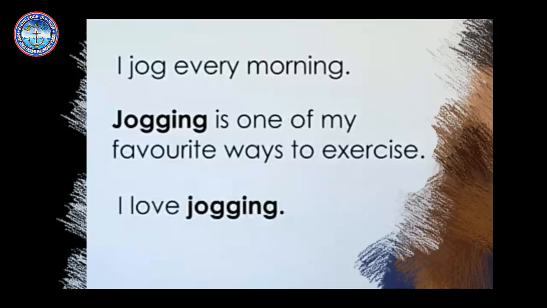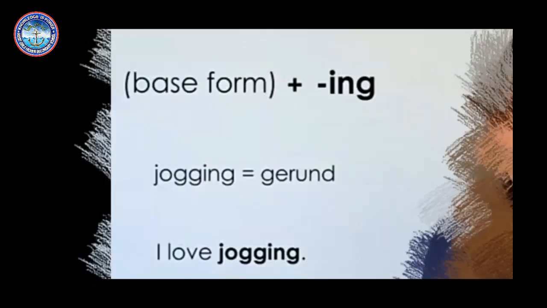So I have just used the gerund. I use a word that looks like a verb as a noun. So that's not too difficult. So how can we recognize the gerund? Gerunds are formed by adding -ing to the base form of the verb, or the infinitive. So the base form is jog, and adding -ing gives jogging. I love jogging. Jog is the base form, jogging is the gerund.